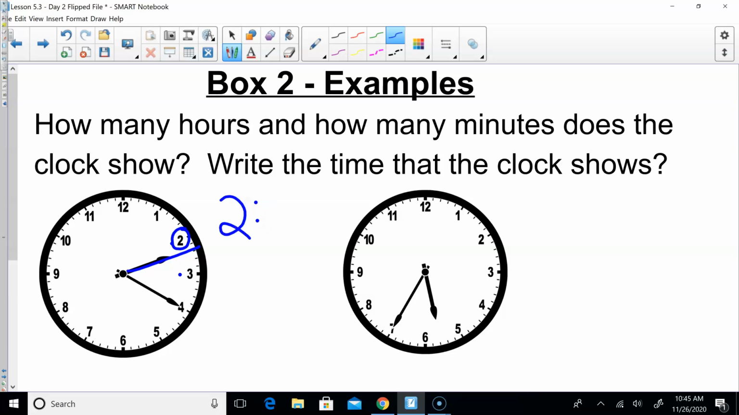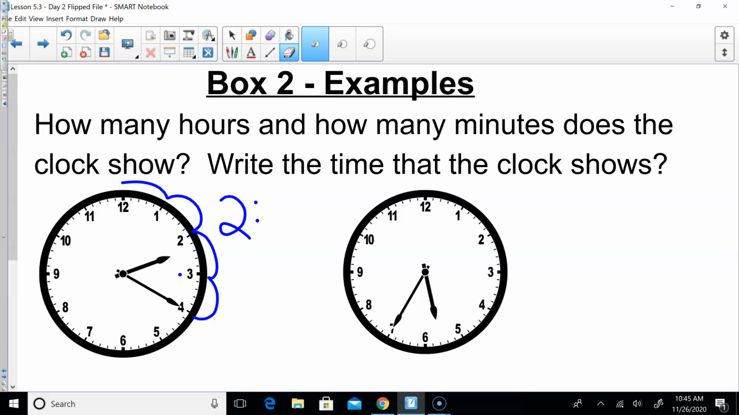The next part, we got to count our minutes. We know that we count these in 5s. So from here to here would be 5, 10, 15, 20. So this time on the clock, I'm going to erase all my marks right now, so that we can see it in its natural form, would be 2:20. That's what that time would be if it was on the clock.